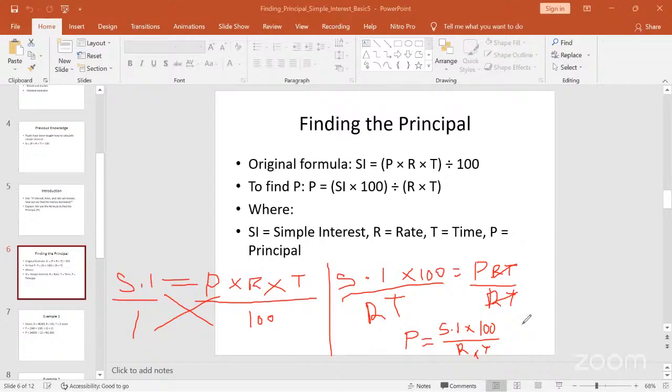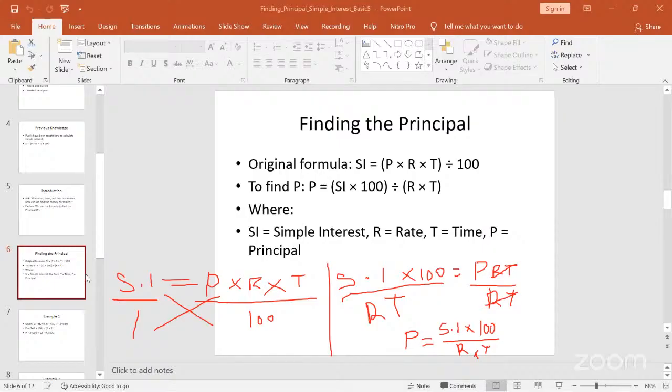Simple interest times 100 all over R times T. Do you see this now? Yeah, I think I get it. Okay, beautiful. So if you want to find the principal, you must apply this formula. Principal is equal to simple interest times 100 all over rate times time. Once you know this, you can solve any question when it comes to principal.